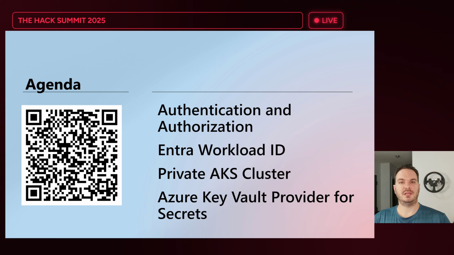So today we're going to look first at the authentication and authorization. This is how we log in into our cluster and how we manage our permissions. Then we look into Entra Workload ID. This is the Kubernetes equivalent of managed identities, and we'll use it to access other Azure services without passwords. Then we're going to take a look at private AKS clusters. First we define what it is and how we can configure it. And lastly, we're going to take a look at the Azure Key Vault provider for secrets extension. That's an extension that will help us to synchronize our secrets from an Azure Key Vault into the AKS cluster.